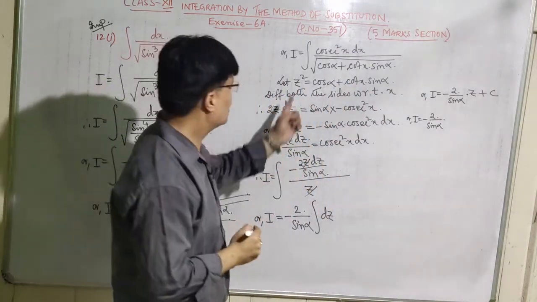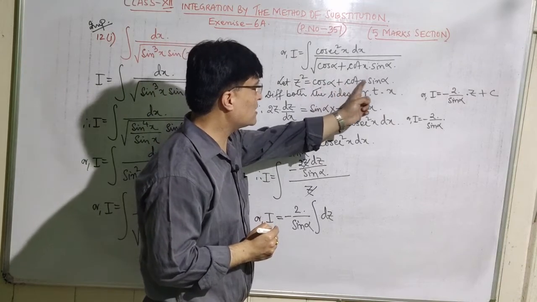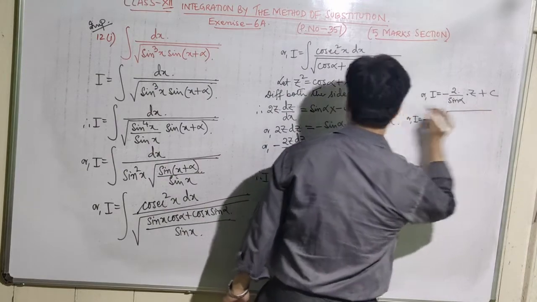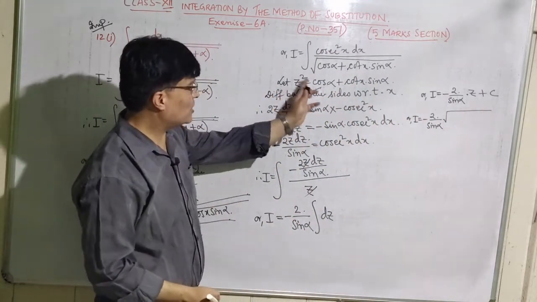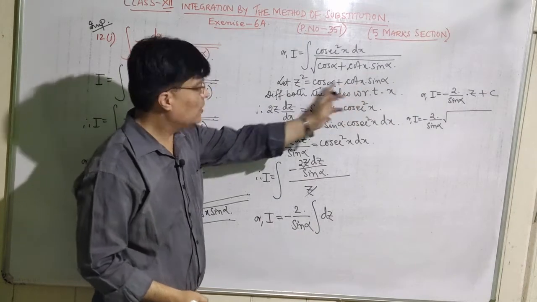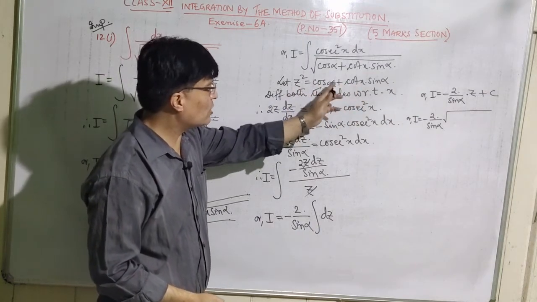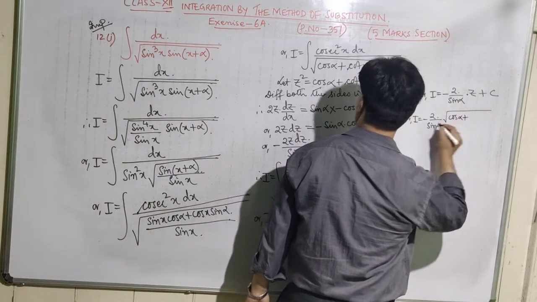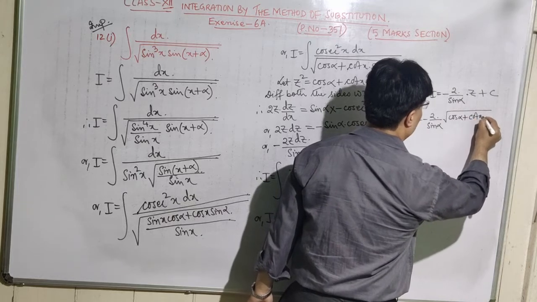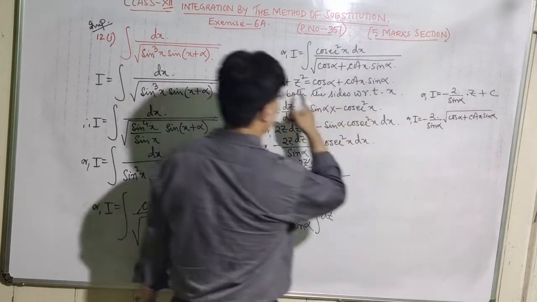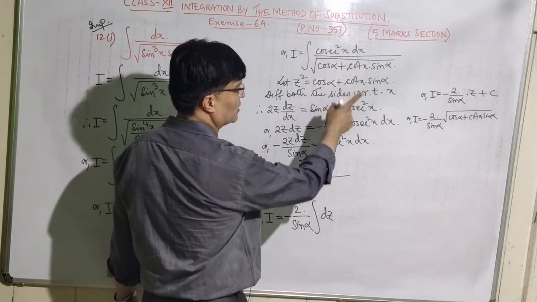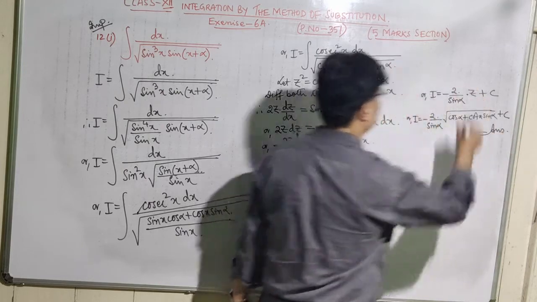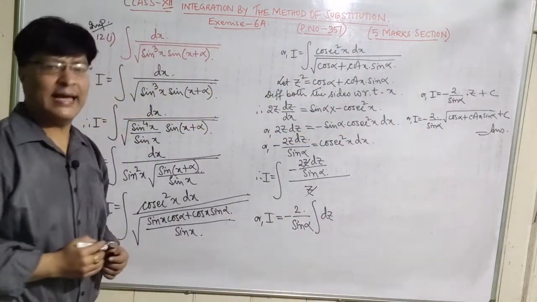Since here z square is equal to cos alpha plus cot x sin alpha, what is z equal to? It is root under cos alpha plus cot x sin alpha. That is, z is equal to root over cos alpha plus cot x sin alpha. Then what do we write here? Then you can write plus c. So this is the final answer.